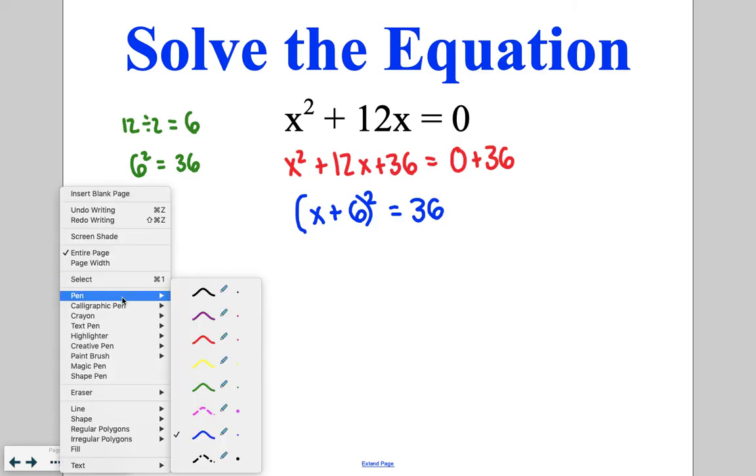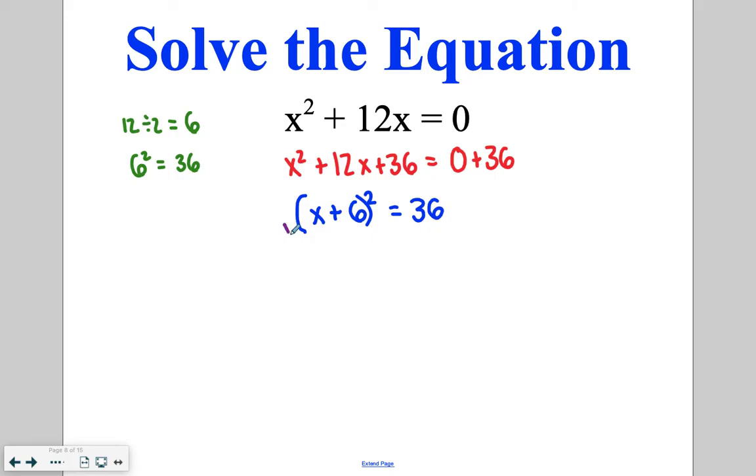Now in order to solve this equation, we need to get rid of that squared. We know that the opposite of squared is square root. So I'm going to square root both sides, and that's going to give me 2 possible cases to solve. The first one is x plus 6 is equal to the positive square root, which is 6. And the second case is x plus 6 equals the negative square root, which is -6.